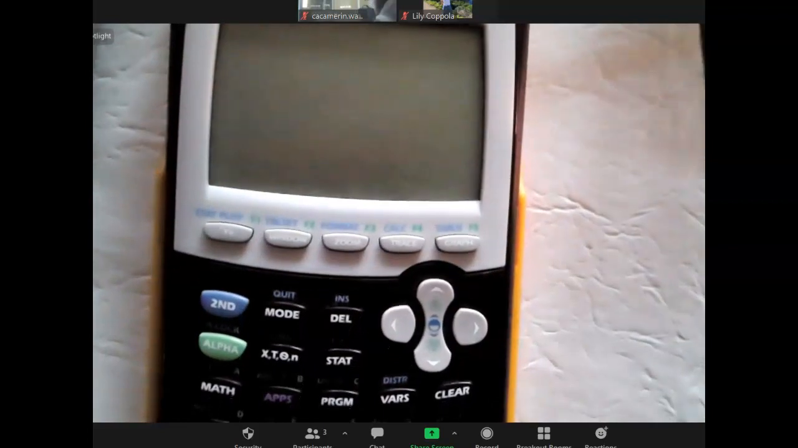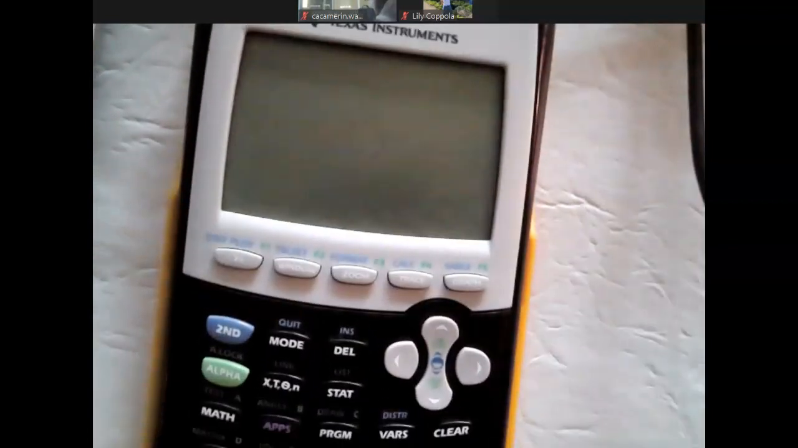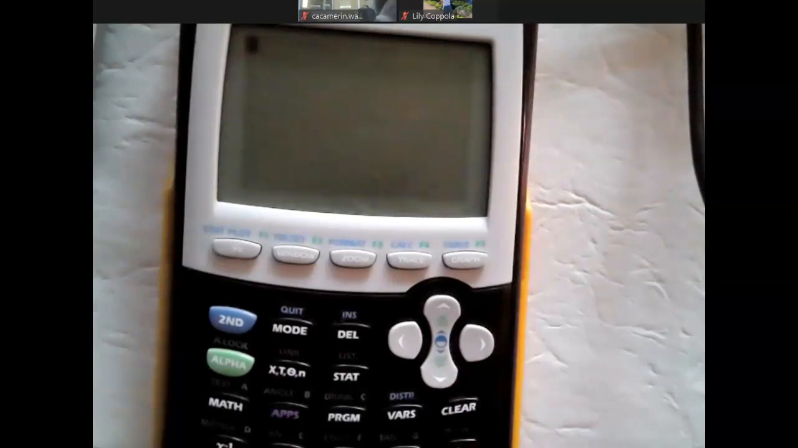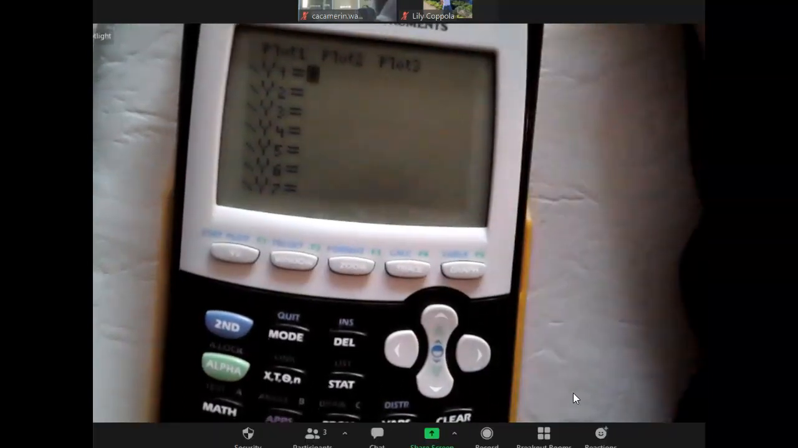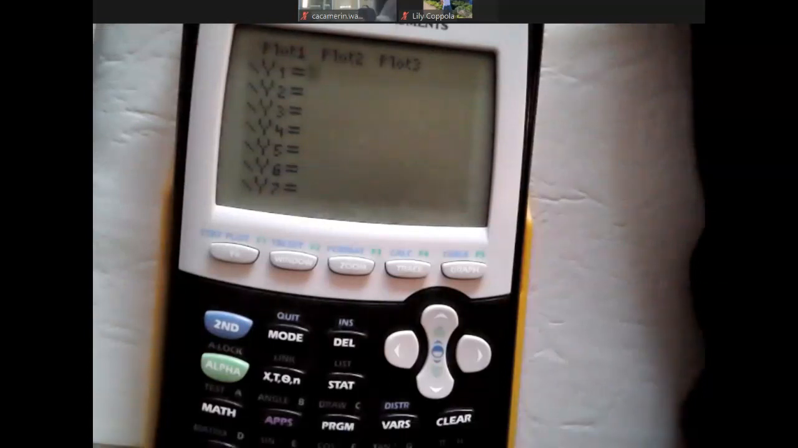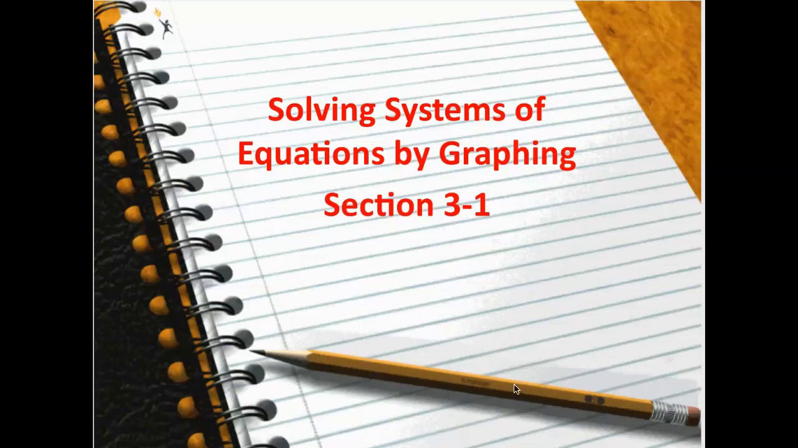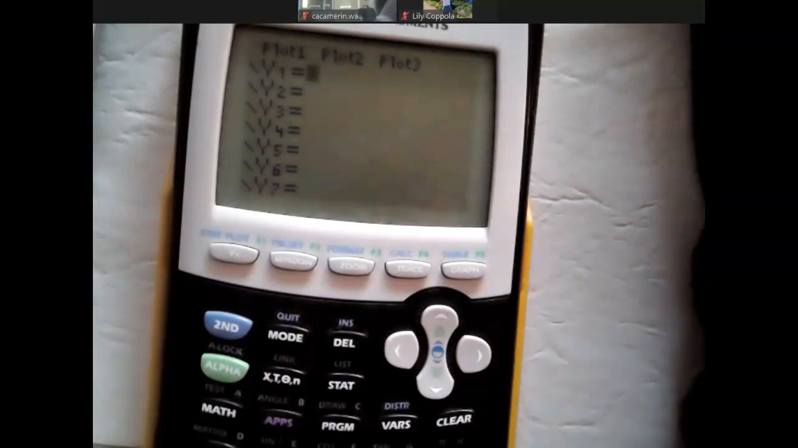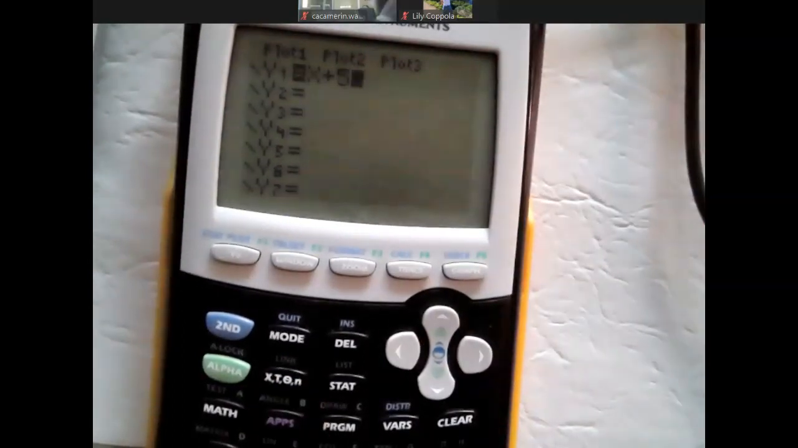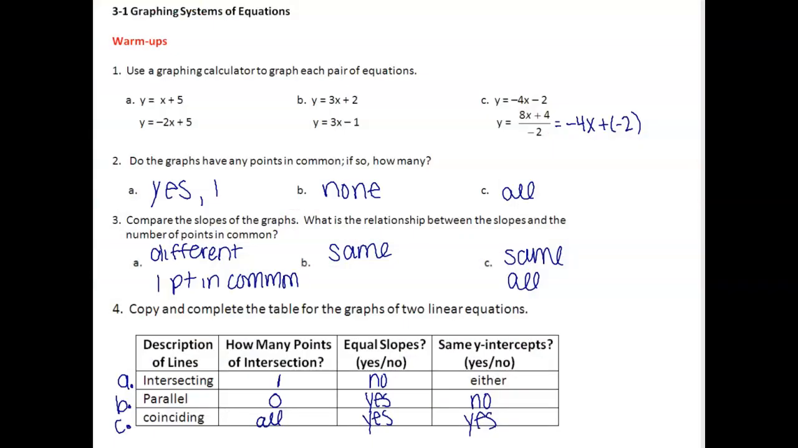Okay, so on our graphing calculators, what we want to do is go into y equals. If you have anything in y equals, go ahead and clear it out. Then we are going to enter some of the data from here. In y1, you're going to put x plus 5, and in y2, you're going to enter negative 2x plus 5.